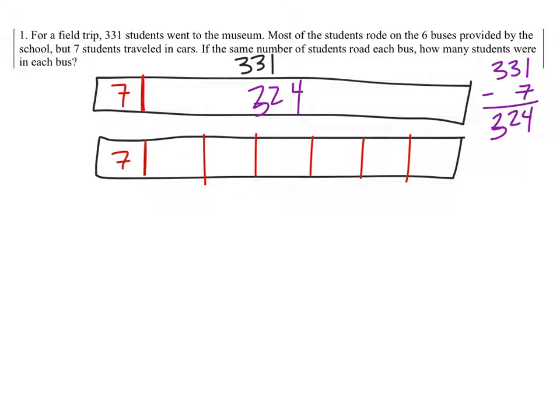324 students rode in each bus? All the buses, not each bus. Well, to figure out how many rode in each bus, we would divide this 324 into 6 parts, and we would find that each bus contained exactly 54 kids. 54 students. How do you know that? So each of these is 54.